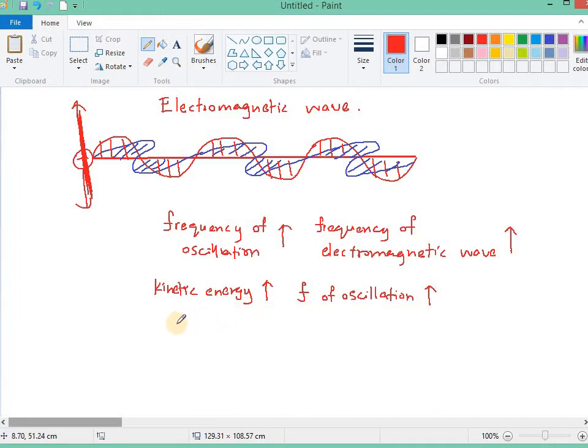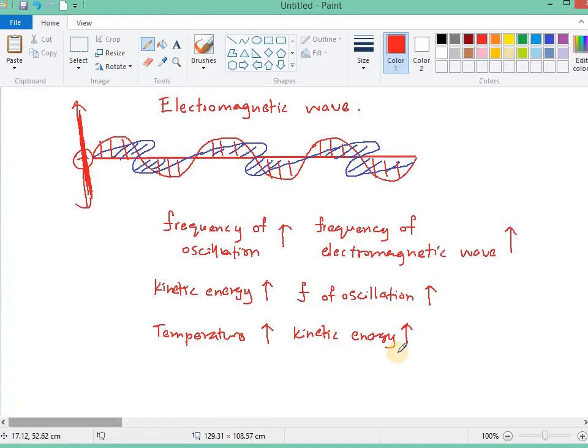Okay, and what is it that can influence the kinetic energy? The temperature of the object. Okay, right now, the temperature of the object. So if the temperature is high, that means the kinetic energy will be high, and the frequency of oscillation will be high, and it can produce electromagnetic wave with higher frequency.